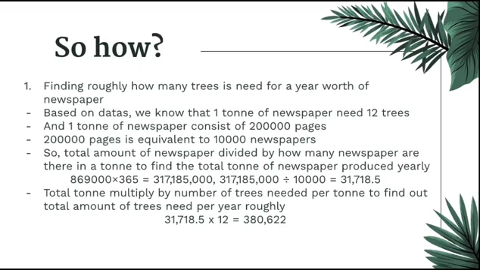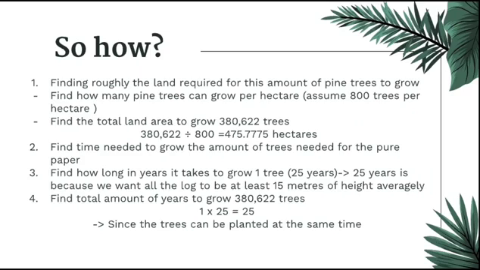Next, we need to use total tons multiplied by the number of trees needed per ton to find the total amount of trees needed per year roughly, which is 31,718.5 times 12, which gives 380,622. Next, we need to find roughly the land required for this amount of pine trees to grow. To do that, we need to find how many pine trees can grow per hectare. So we have to assume 800 trees per hectare.